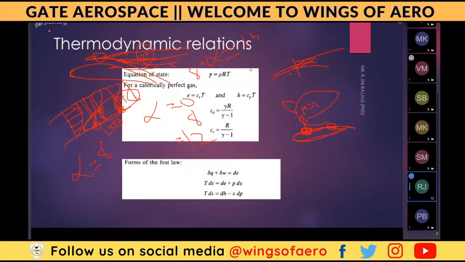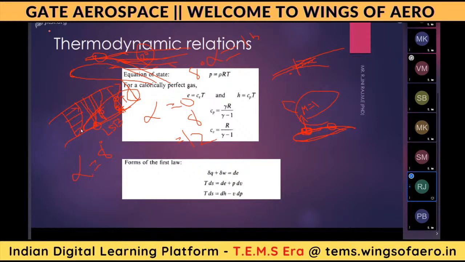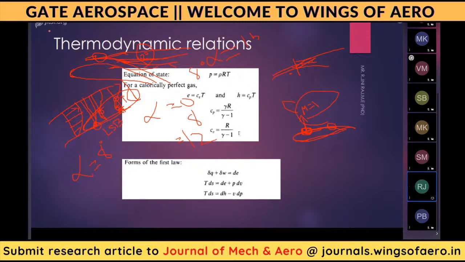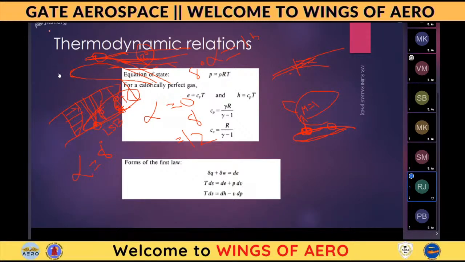What is the formula for the first law of thermodynamics? Sir, del U is equal to Q minus W. Change in internal energy is equal to Q, heat added, minus W, work done. Okay, so the main thing is the heat is converted into work. So del E equal to Q minus W.